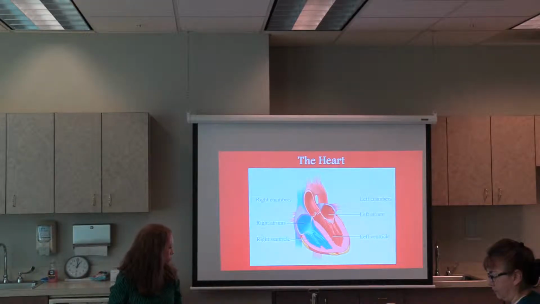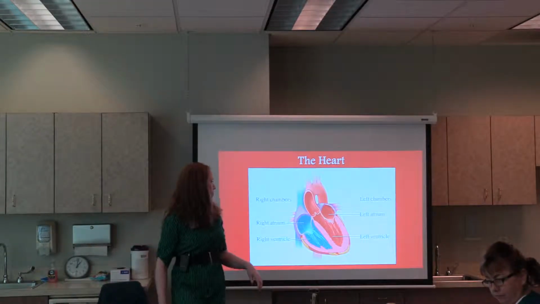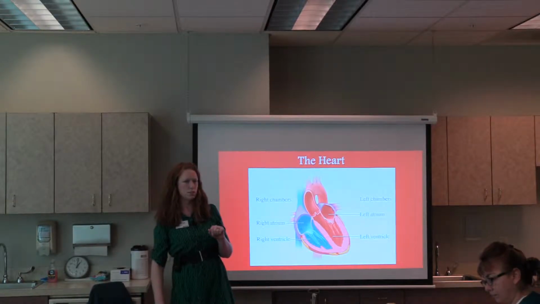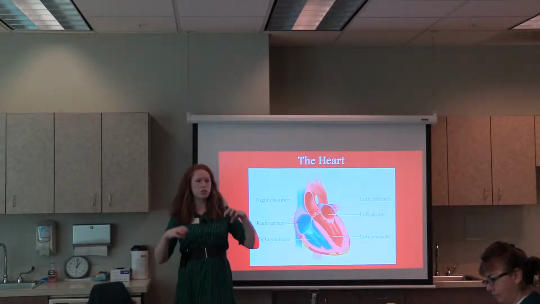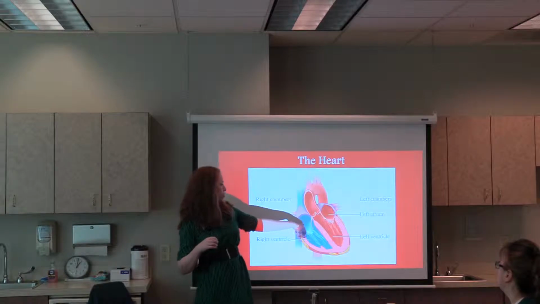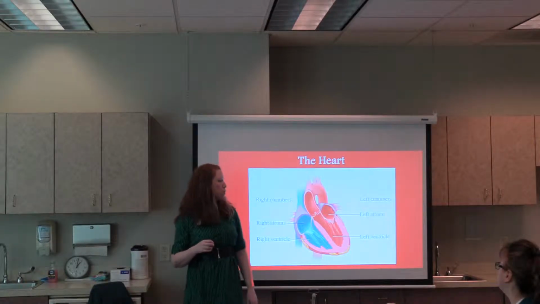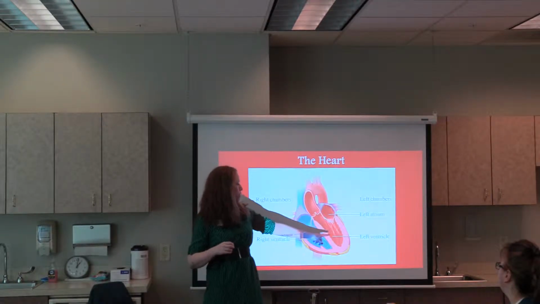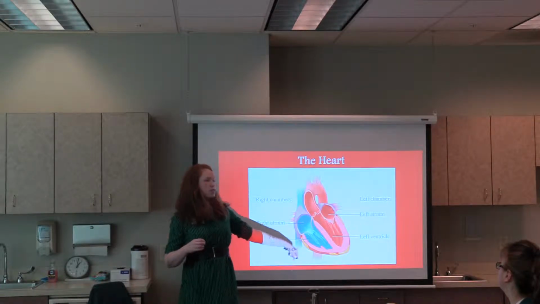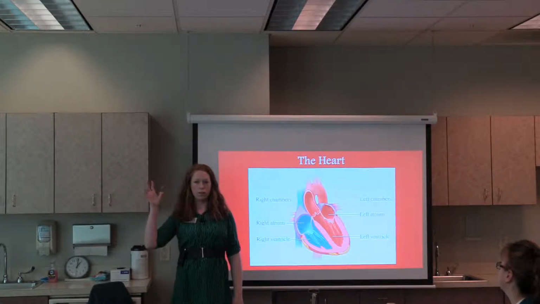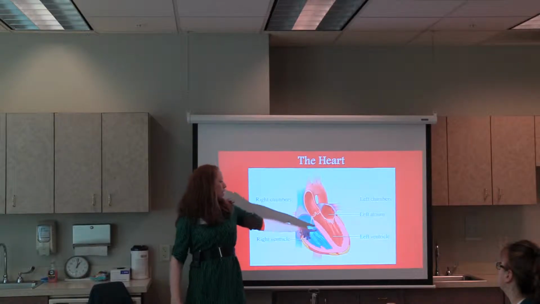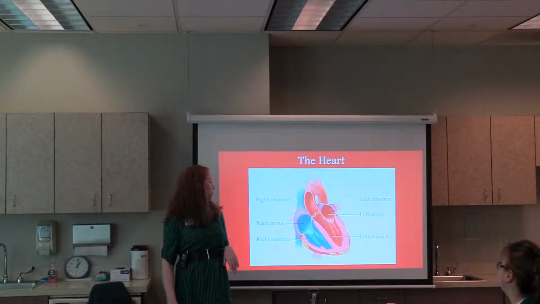So I want to talk about just the basics of the anatomy of the heart here, and let me know if I get in your way at all and you can't see. So we've got two top chambers of the heart. These are called the atria, and then we've got the two bottom chambers, which are the ventricles. We've got the right side, and so this is my right side. So when I hold it, that's going to be the right side of my heart here, and then the left side is going to be this side over here.